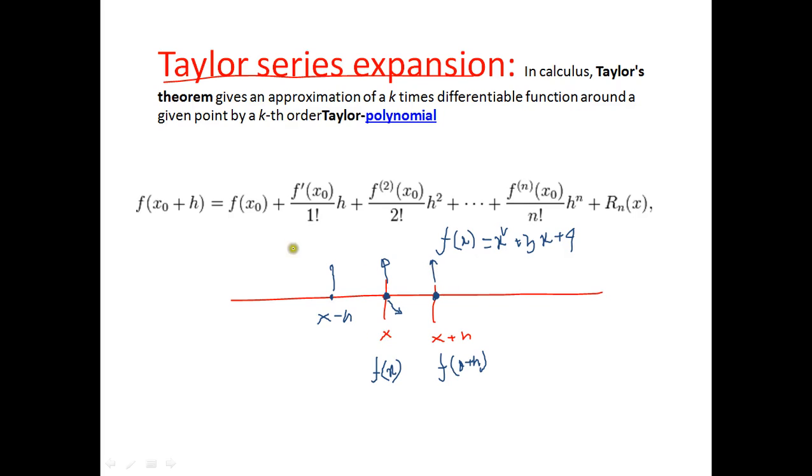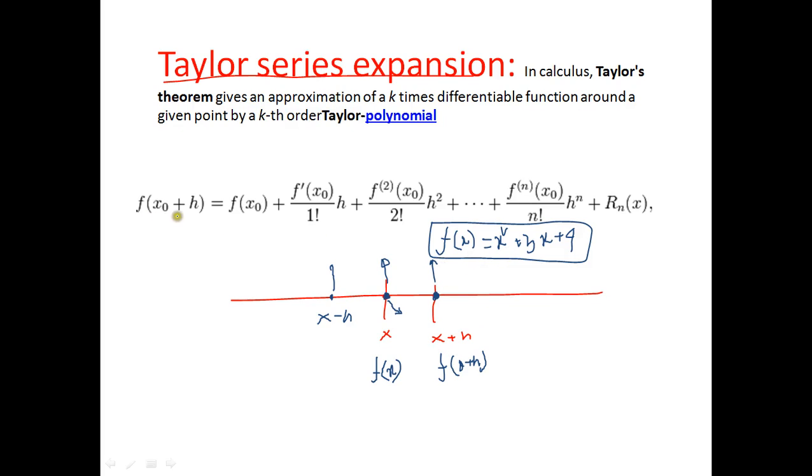So what does Taylor series expansion do? We know this is the function at point x, right? Taylor's theorem will express this function as a series. We have the value of this function at x, which is f(x). So what will we get for the value at x plus h of this function?